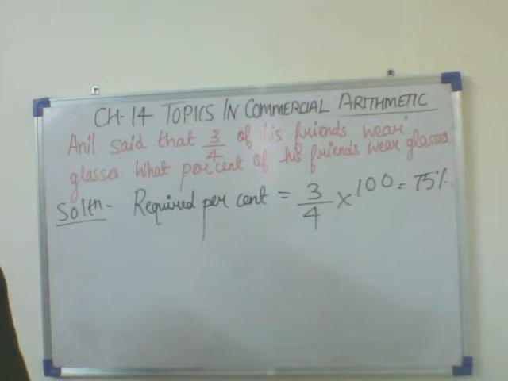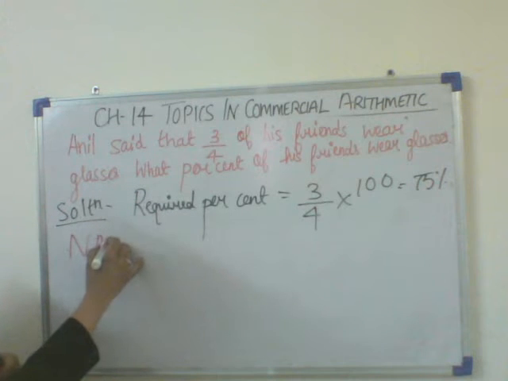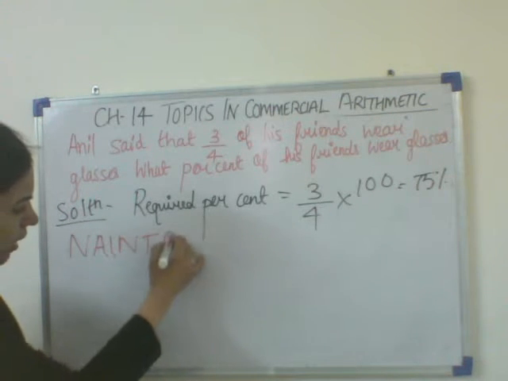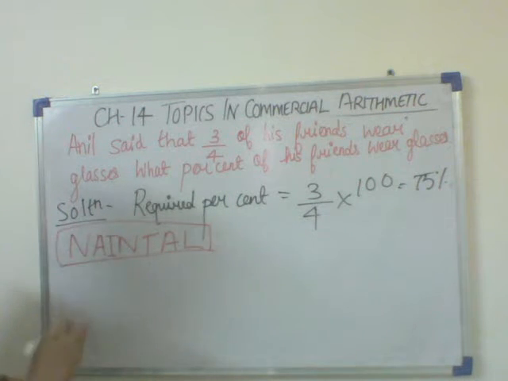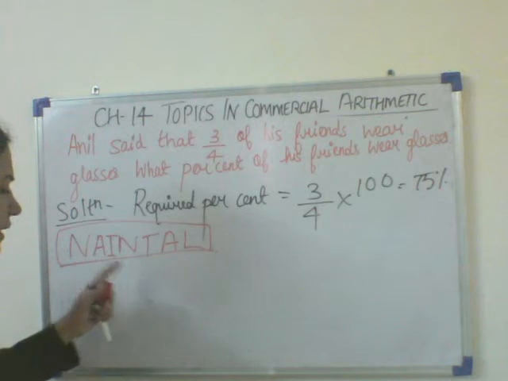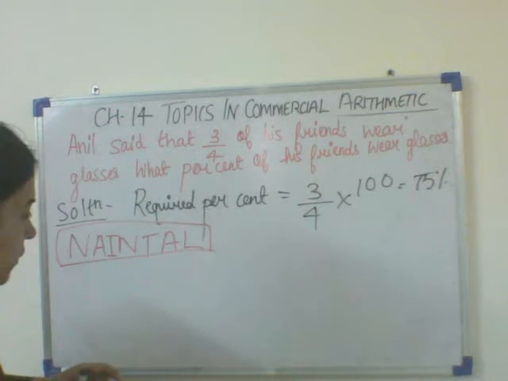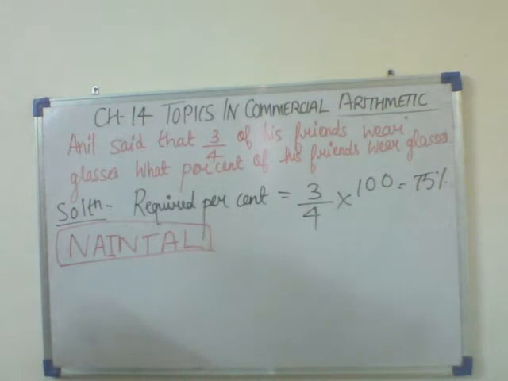Now let us do the next question. In the word Nainital, what percent of the letters are A's? I am writing the word Nainital. In this word Nainital, what do you have to find? You have to find what percent of the letters are A. So how many letters are there in total in Nainital? If I count 1, 2, 3, 4, 5, 6, 7 and 8. 8 letters are there.